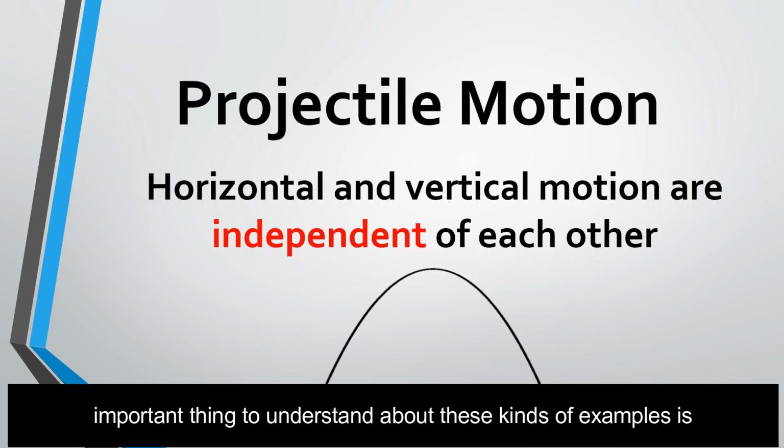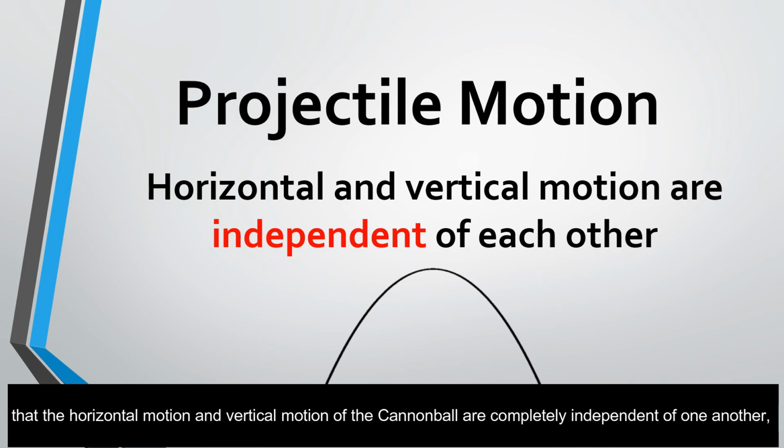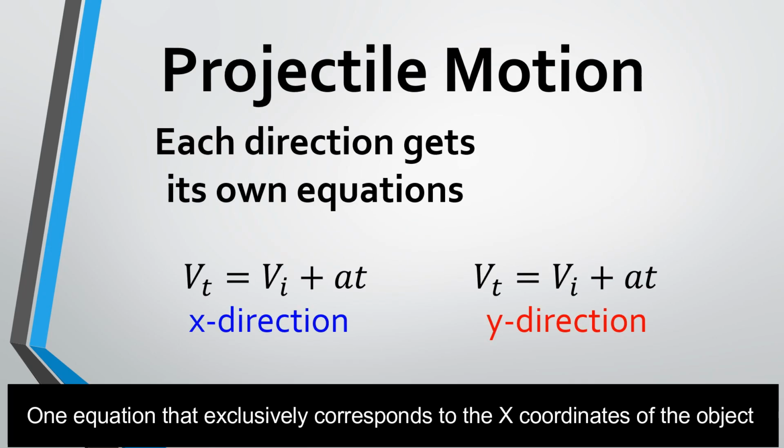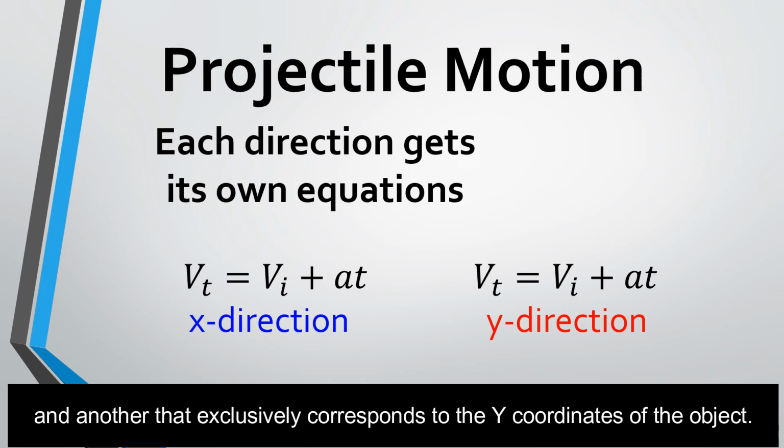An important thing to understand about this kind of example is that the horizontal motion and the vertical motion of the cannonball are completely independent of one another. This means we can use separate equations to discuss the motion in each direction: one equation that exclusively corresponds to the x-coordinate of the object and another that exclusively corresponds to the y-coordinate of the object.